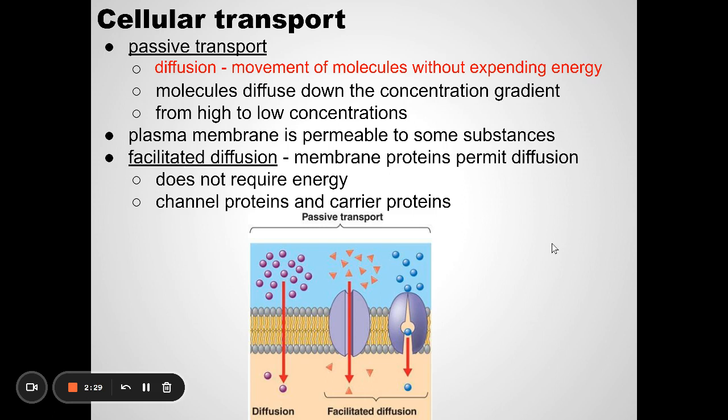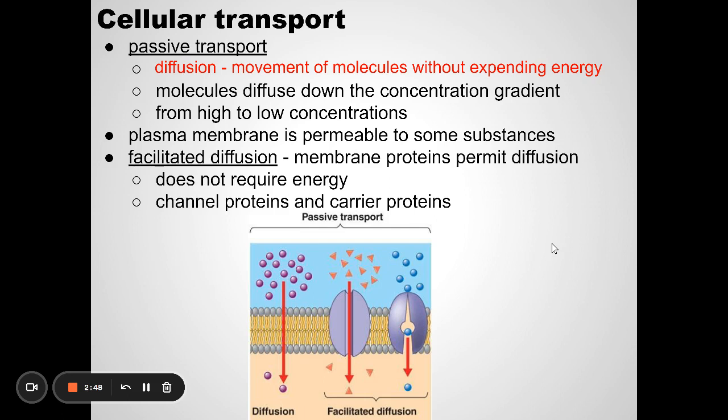That's sort of like an analogy for diffusion, right? If molecules are in a crowded area, they're going to spread out to a less crowded area. And then if I open the door in the hallway, then people will spread out even more. That's an example of diffusion: movement of molecules from high to low concentration.